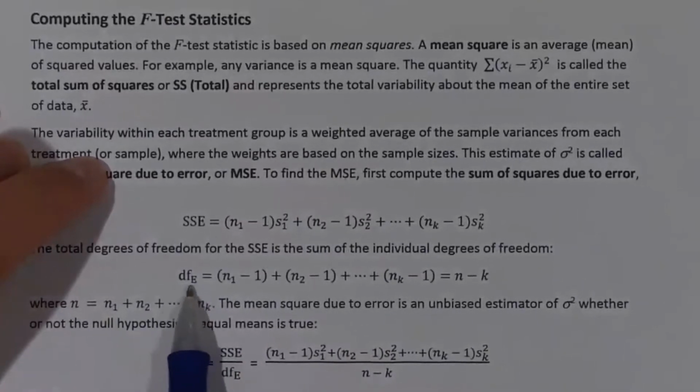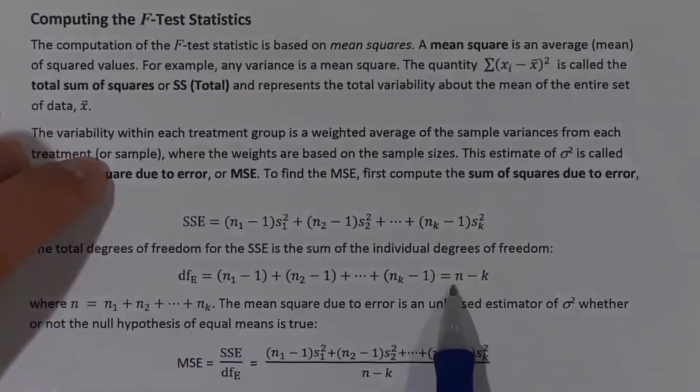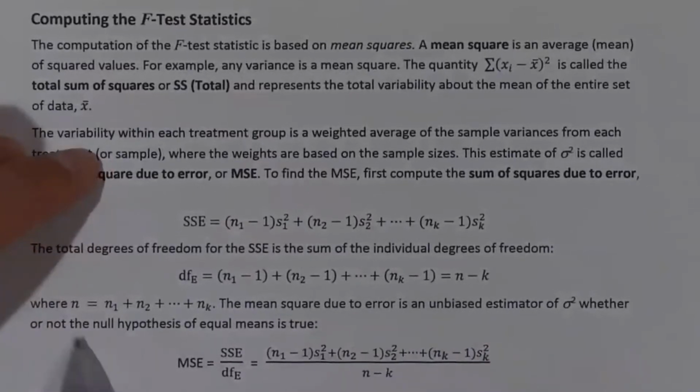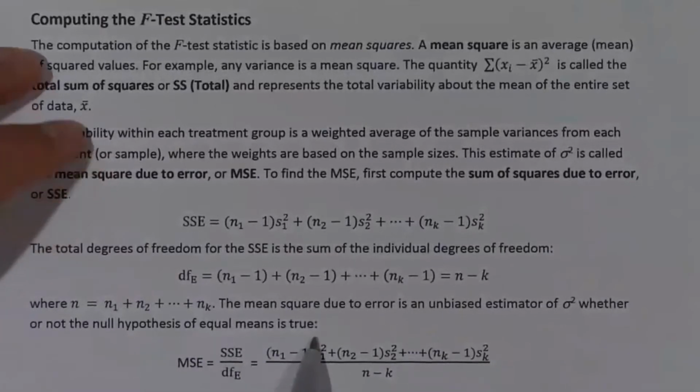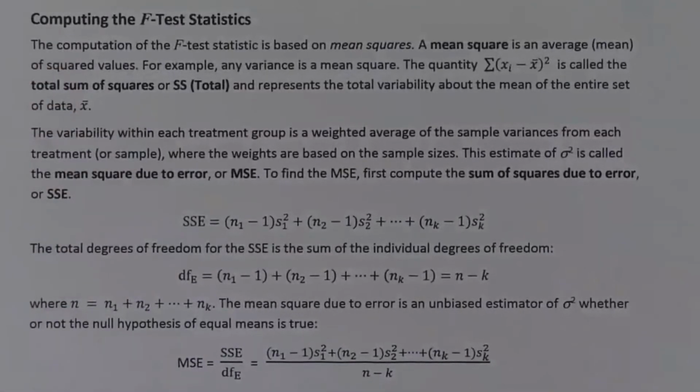So the thing to remember is that the degrees of freedom due to error is just N minus K, where N is the total number of data values in all of the samples. So again, N equals N1 plus N2 and so on plus Nk. The mean squares due to error is an unbiased estimator of sigma squared, whether or not the null hypothesis of equal means is true. So the mean square due to error is going to give us a very good approximation of the population variance, even if the null hypothesis is not true. Whether it's true or not true, that's going to give us a pretty good estimate of sigma squared.